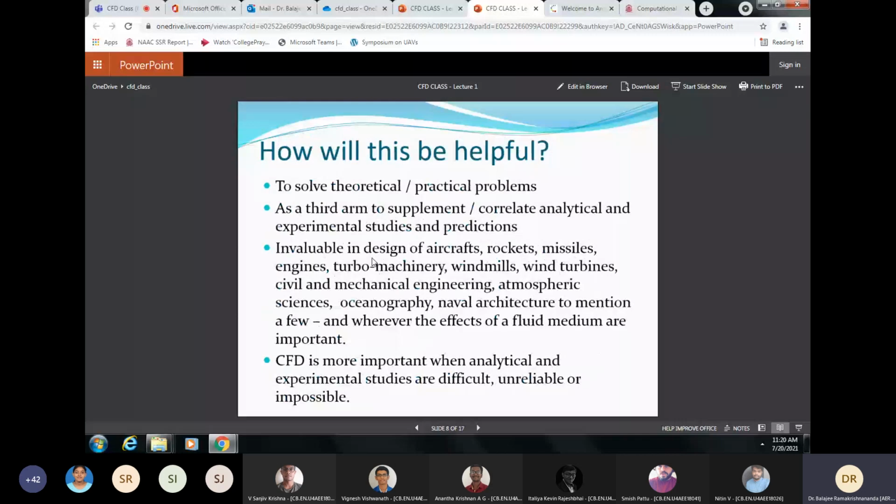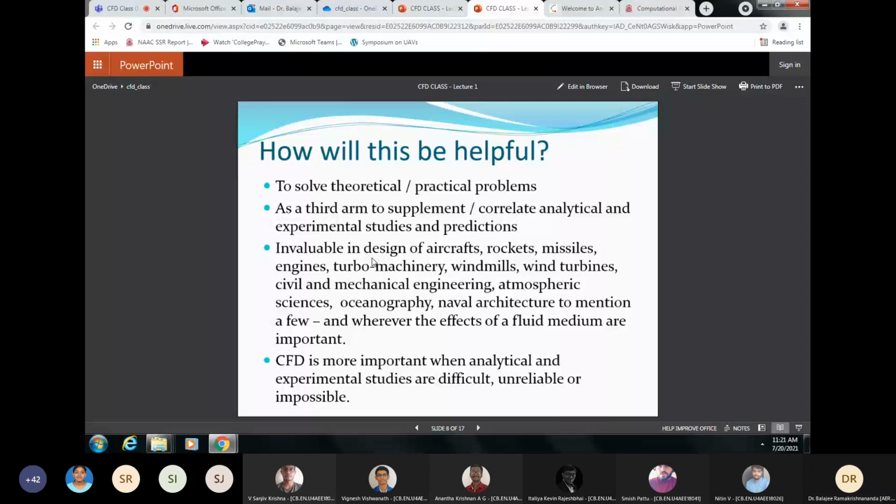Now, how will CFD be useful? We can solve theoretical or practical problems using CFD. It's one more method of verifying your results in case you have a result. It's a third arm to supplement or correlate. That is, supplement in the sense you can solve some problems which are not solvable either analytically or experimentally, or correlate. For example, you get some results, you want some confirmation whether it's correct or not. Then you do CFD and try to confirm it. Correlate analytical and experimental studies and predictions.